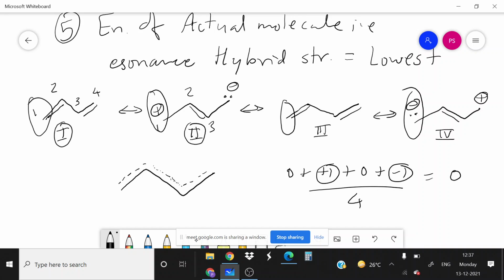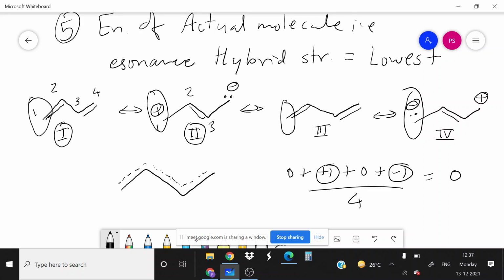Look at the second carbon. In all four structures, the second carbon is 0 charged. So the charge on the second carbon is 0. Look at the third carbon. In all these structures, carbon number 3 is 0 charged. Okay. Now look at the fourth carbon.